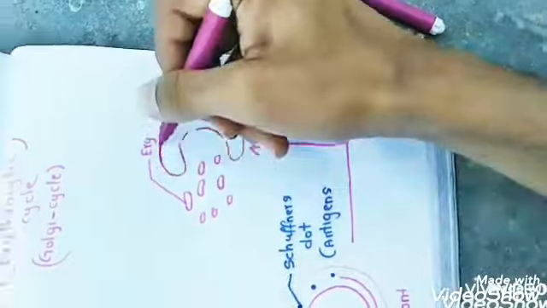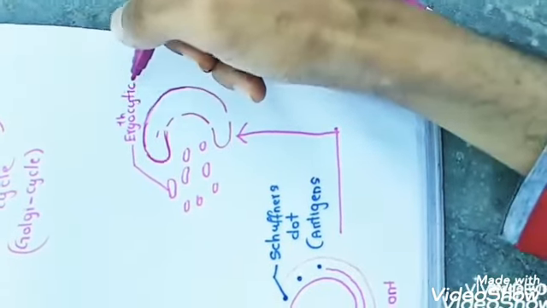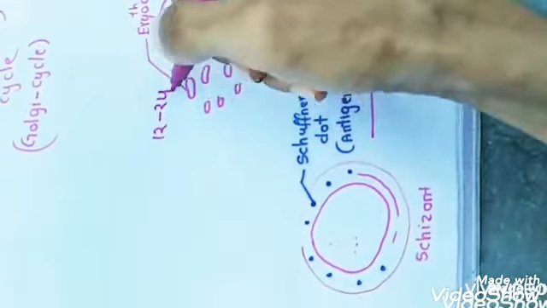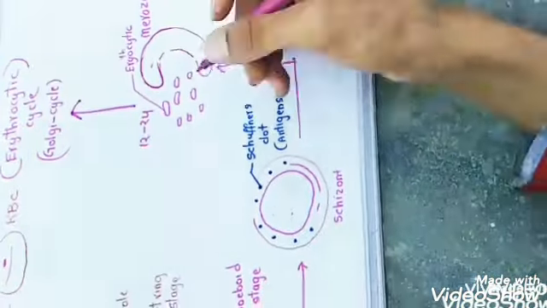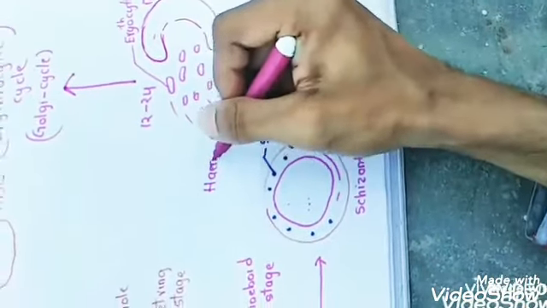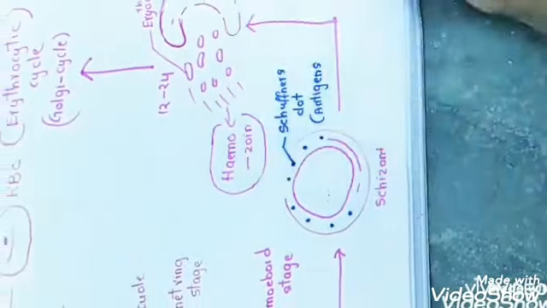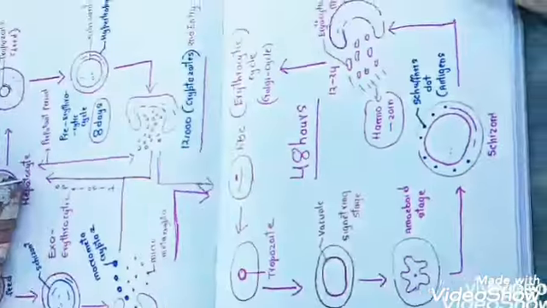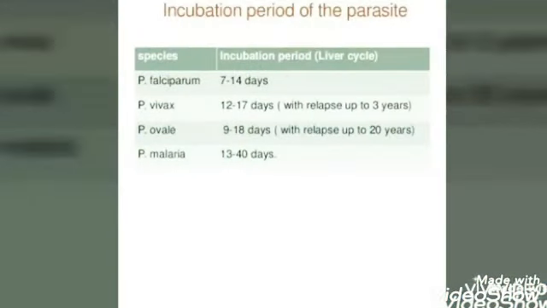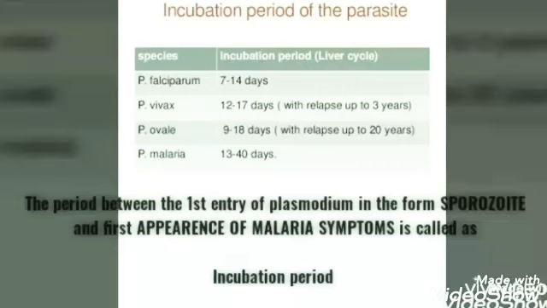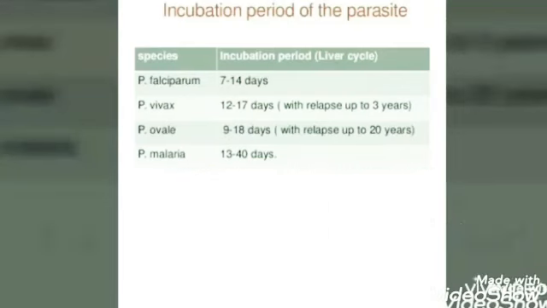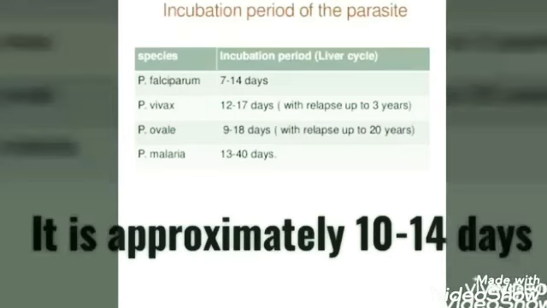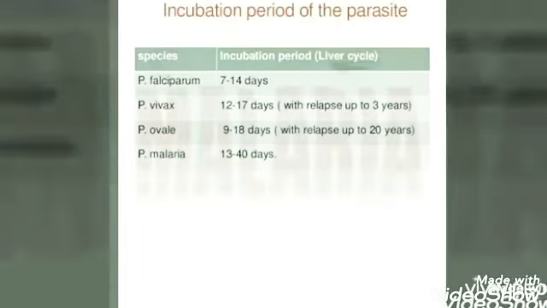Soon the schizont bursts, releasing approximately 12 to 24 merozoites, and they again continue the cycle. In this stage, you also see the malaria pigment called hemozoin, which is the damaged portion of the hemoglobin. The cycle entirely lasts 48 hours and then repeats. Now here is the point. The period between the first entry of Plasmodium in the form of sporozoite and the first appearance of malaria symptoms is called the incubation period. It approximately lasts about 10 to 14 days and is different for different species.